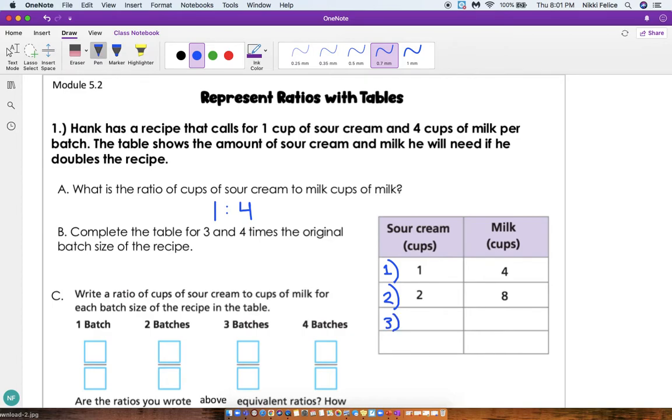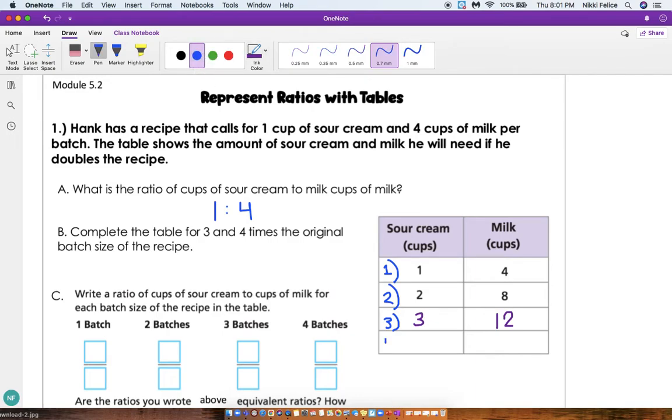What if we tripled the recipe? Well, instead of 1 cup of sour cream, if I wanted to triple that, we would need 3 cups of sour cream. If I wanted to triple the amount of milk, we would need 12 cups. So 3 cups of sour cream to 12 cups of milk.